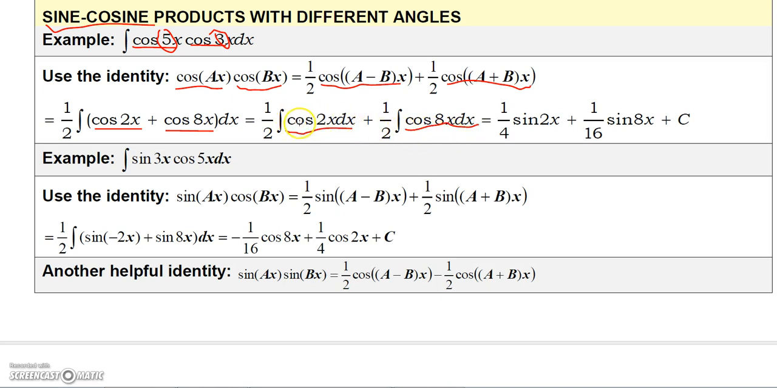Okay, so now you just have to integrate cosine of 2x and cosine of 8x, and you should know how to do that by now. If you integrate cosine 2x, you get sine 2x over 2, and then multiply it by 1/2, and that'll give you sine 2x over 4. So that's that term. And then if you integrate cosine of 8x, you're going to get sine of 8x over 8, and then multiply that by 1/2, and you'll get sine of 8x over 16, and then of course your constant.